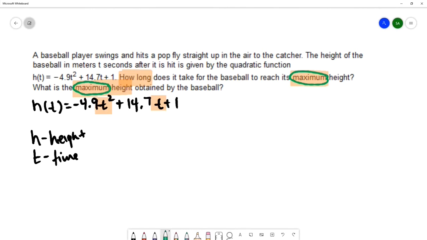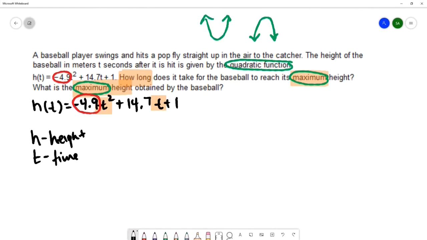Now, in this example, we were given a quadratic function, and we know what the graph of quadratic functions look like. They're either a parabola that opens up like this, or a parabola that opens down. We already know which one it is for this example by taking a look at the a, which is attached to the squared term. The negative 4.9 is the value of a.